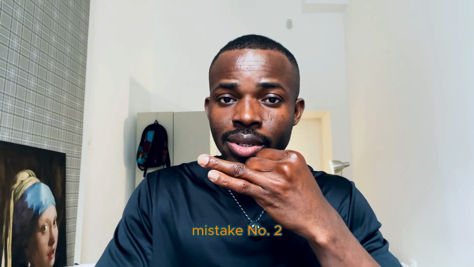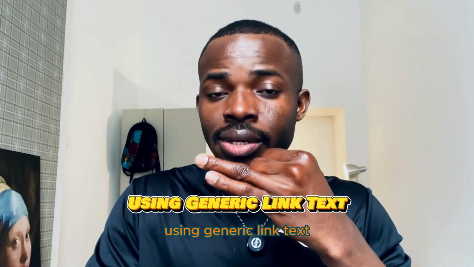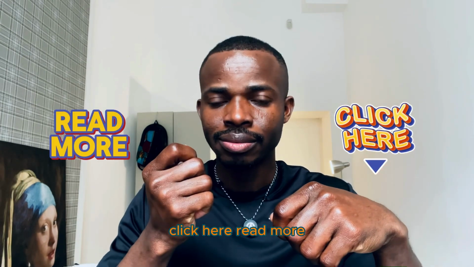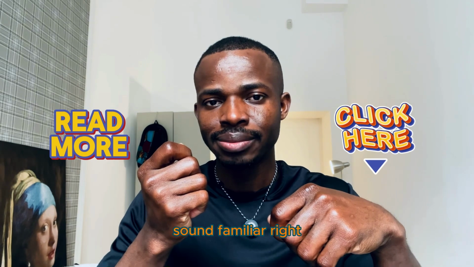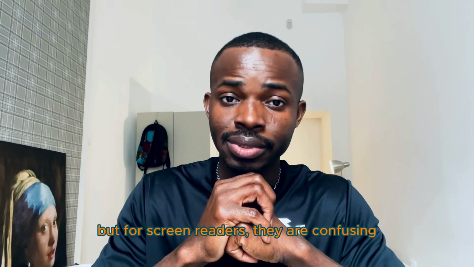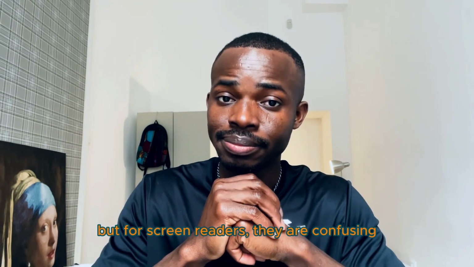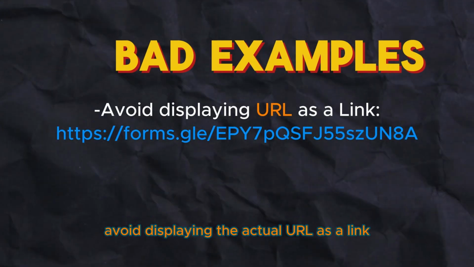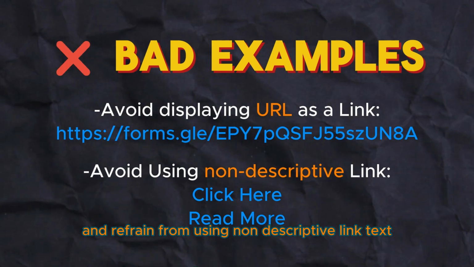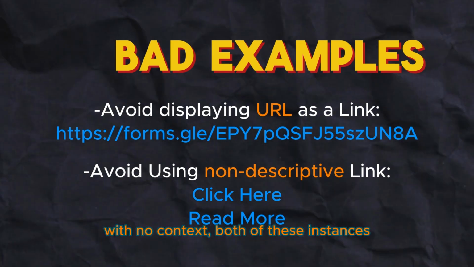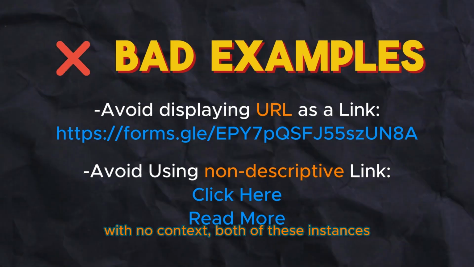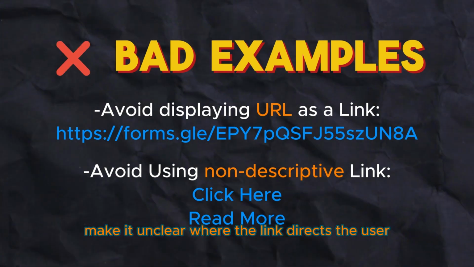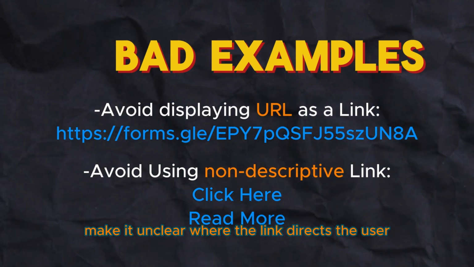Mistake number 2, using generic link text. Click here, read more. Sound familiar, right? They might seem fine, but for screen readers, they are confusing. Avoid displaying the actual URL as a link and refrain from using non-descriptive link tags. With no context, both of these instances make it unclear where the link directs the user.